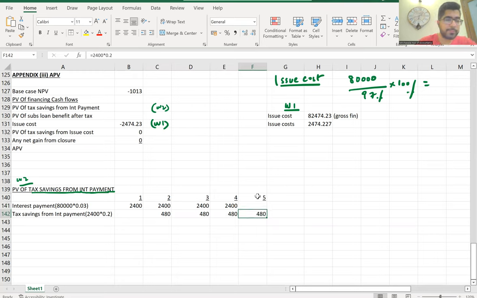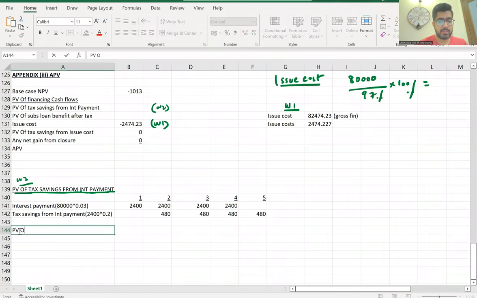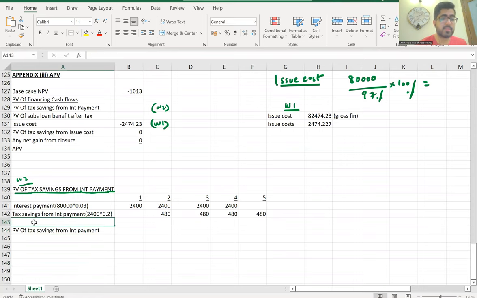And lastly, you need present value of tax savings from interest payment. So you have the tax savings from interest payment. If you need present value of tax savings from interest payment, just multiply it with discount factor. That is KD, cost of debt. At what rate you are getting debt? 3%. Okay, you have the tax savings from interest payment.